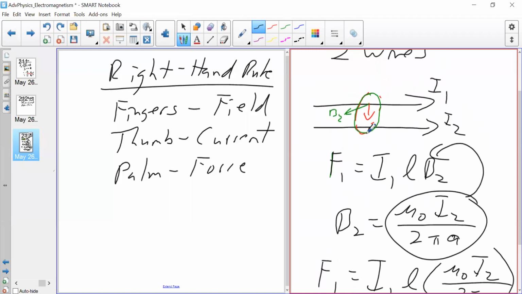Because now, it's just the configuration, but we can choose anything we want. I want to figure out what is the force on 1. Well, wire 2 throws out a field that circles around 1. Its field at this point is going to be perpendicular to this current. Magnetic force is going to be pointing down. It's going to be attractive.